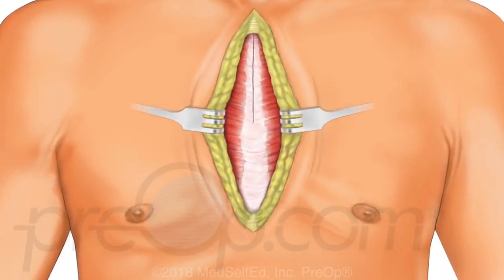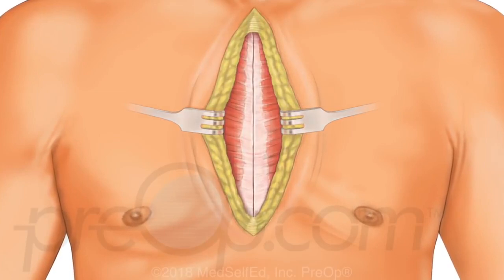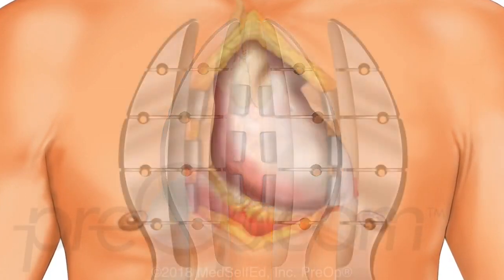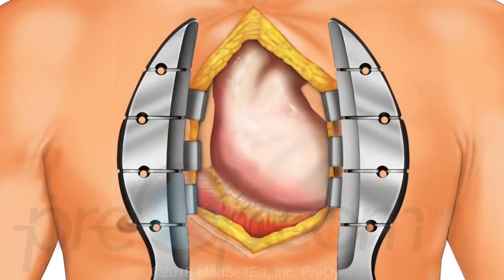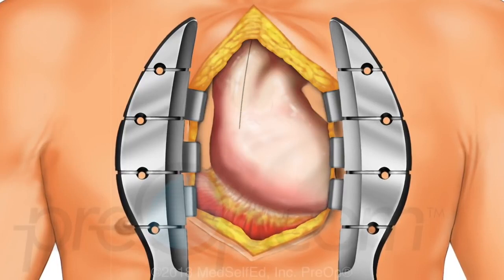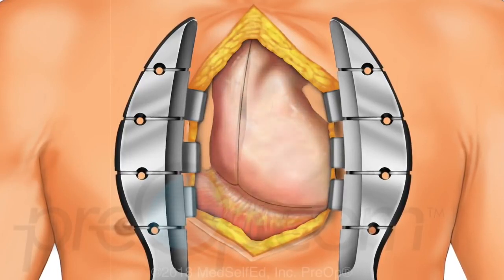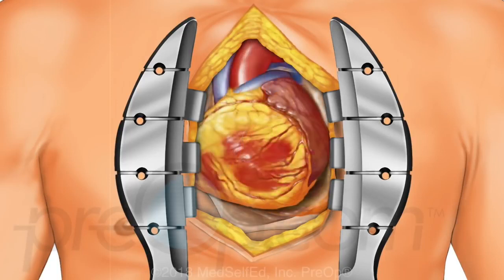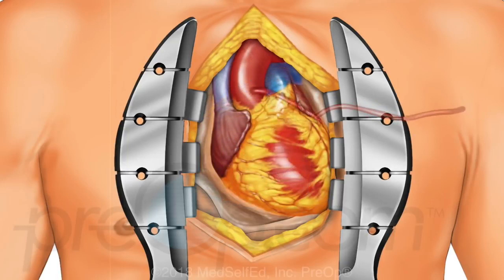The sternum bone is carefully cut. A retractor is then placed to hold the edges apart, creating a working area. The protective sac that surrounds the heart, called the pericardium, is opened. The surgeon inspects the heart and identifies the vessels to be bypassed. The intended grafts are stitched into place as needed to complete the necessary bypasses.